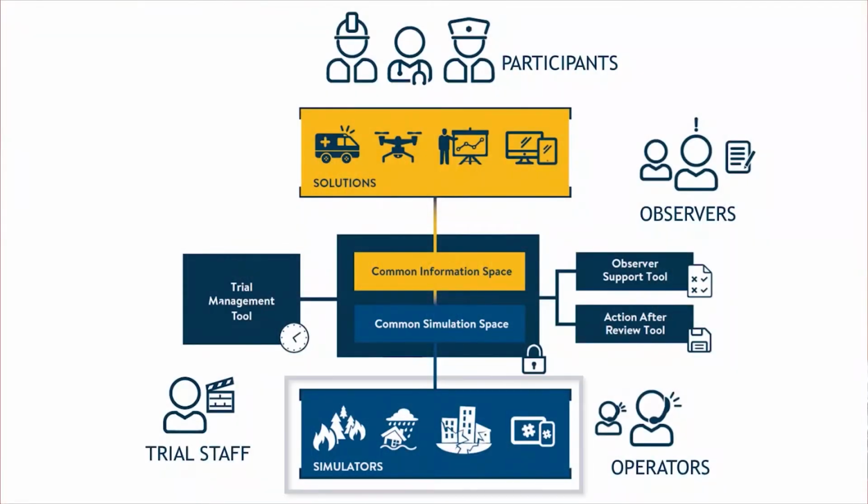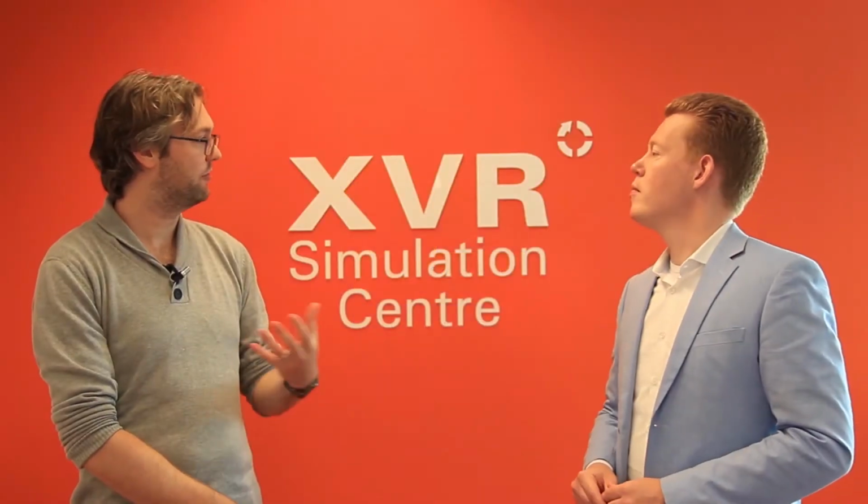I also see simulators in this diagram. What is the use of these simulators in your trial setup? So your trial uses a fictive scenario. It uses a fictive incident, and your simulators can help in providing that fictive incident to the solutions and to the practitioners. So for a flooding, for instance, you do not want to flood your complete region in order to trial certain solutions.